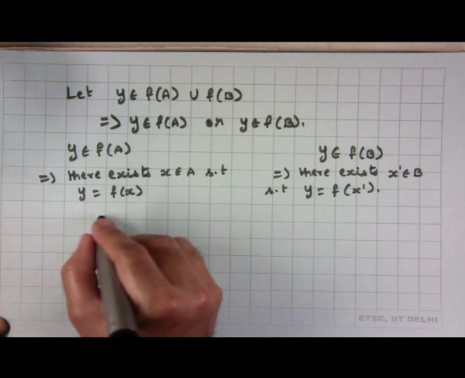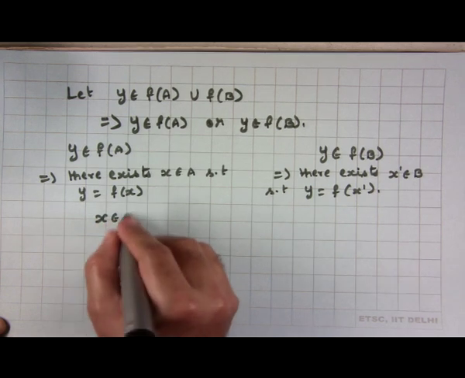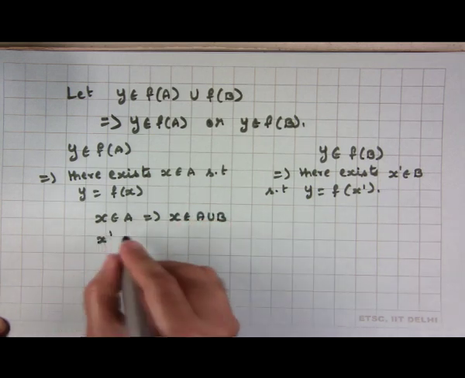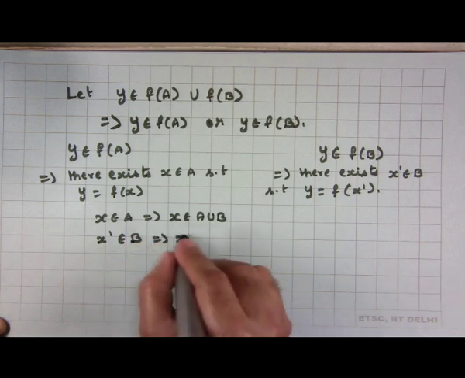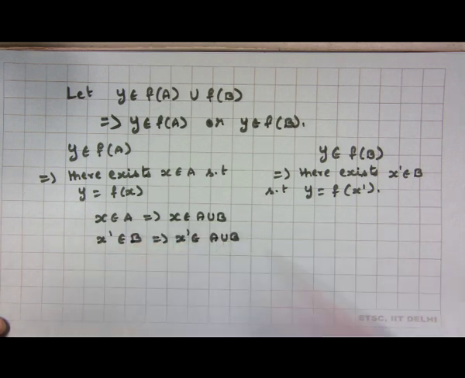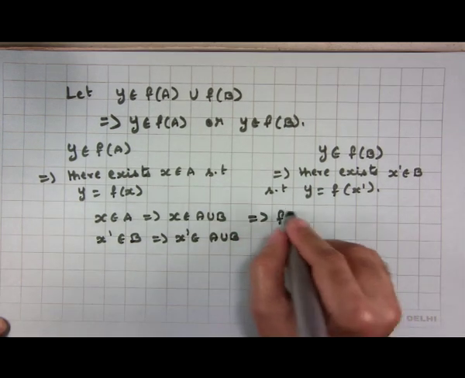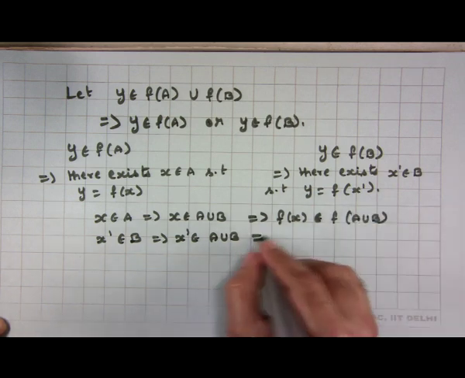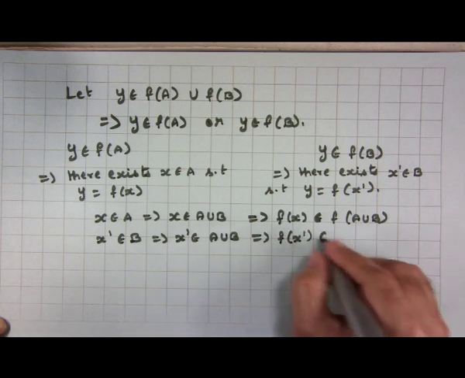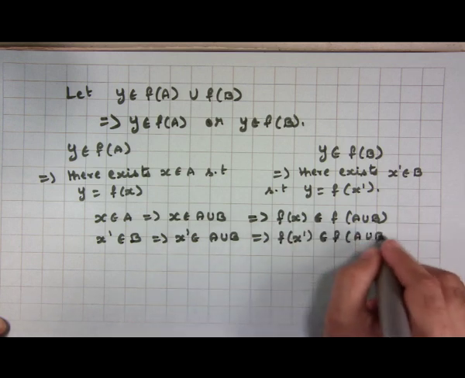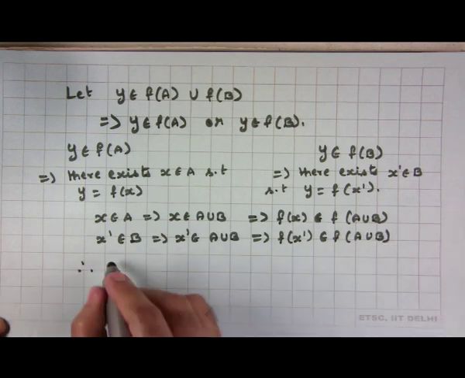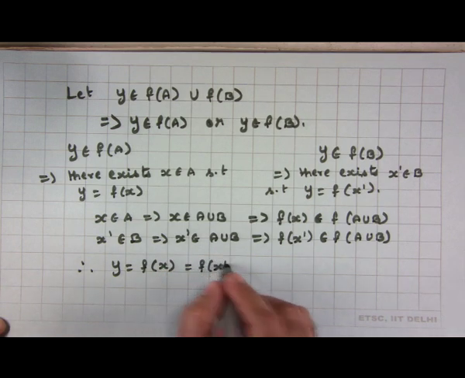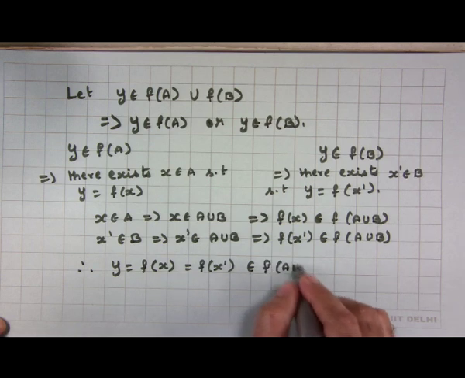So, what it says is that we have x in A implies x belongs to A union B, x dash belongs to B implies x dash belongs to A union B. So, this implies f x belongs to f of A union B, and similarly the second one implies f of x dash belongs to f of A union B. Therefore, y, which is the same as f x, which is also the same as f of x dash, belongs to f of A union B.